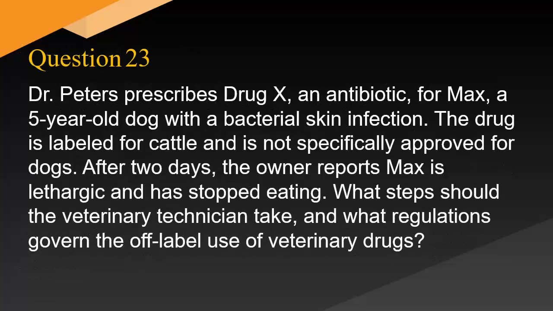Dr. Peters prescribes drug X, an antibiotic, for Max, a 5-year-old dog with a bacterial skin infection. The drug is labeled for cattle and is not specifically approved for dogs. After 2 days, the owner reports Max is lethargic and has stopped eating. What steps should the veterinary technician take, and what regulations govern the off-label use of veterinary drugs?